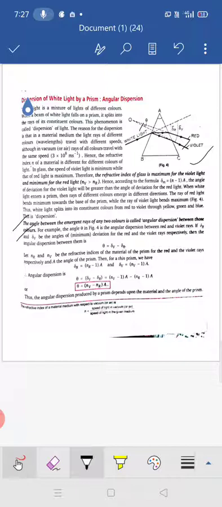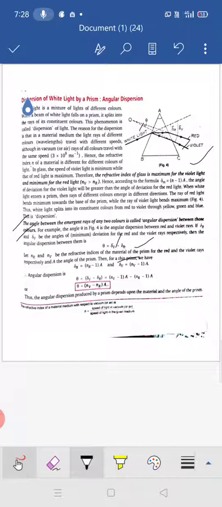Looking at the picture you can see, we can write theta as delta V minus delta R. Delta V is the angle of minimum deviation for violet color, and delta R is the angle of minimum deviation for the red color. So that's the definition, that's the formula for angular dispersion. Now, in our last class I've already derived the formula for delta, the angle of minimum deviation for a thin prism.